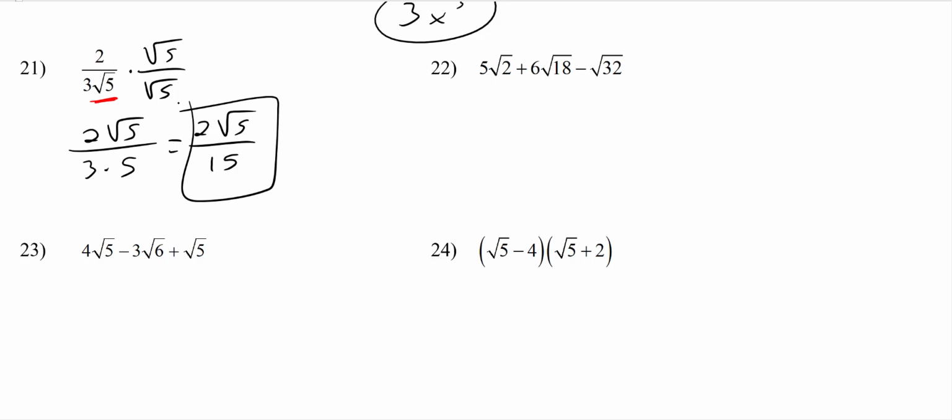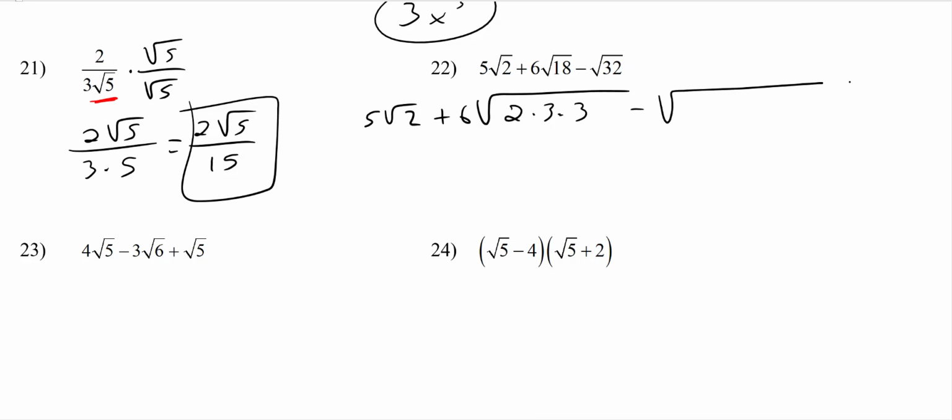Okay, number 22. In order to add or subtract radicals, you have to have the same number underneath the square root. So you have to simplify each one of these to see if you can combine them. That 5 root 2 you can't do anything with, so it's 5 root 2. I'm just going to write it out there. Plus 6, and let's simplify square root of 18. Divided by 2 is 9. So it's 2 times 9, and 9 is 3 and 3.